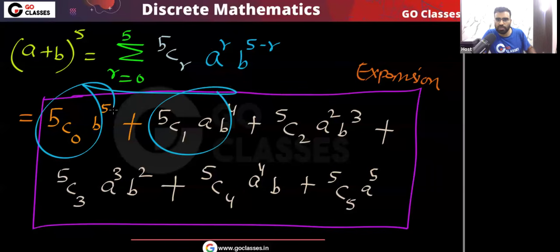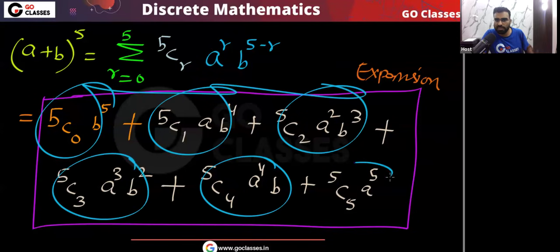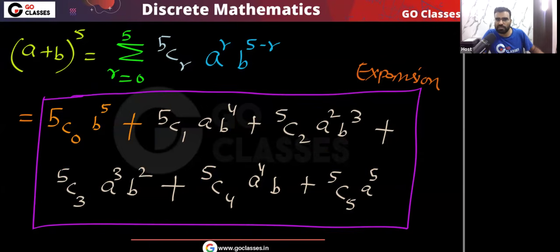You can see 1, 2, 3, 4, 5, 6. So total 6 terms are there. In this expansion, there are total 6 terms because this r is going from 0 to 5. So from 0 to 5, there are total 6 terms. Very simple. I hope you understood.